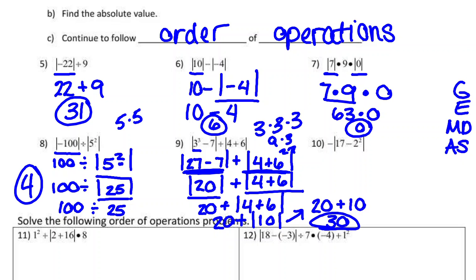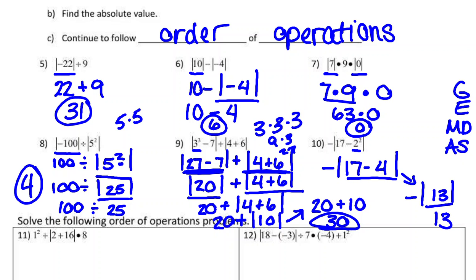And then number 10, why don't you try number 10 by yourself? See if you can figure it out. So we're going to do the grouping, but inside the grouping we have to do the exponent first. So we have negative absolute value 17 minus 2 times 2 is 4. Close absolute value. 17, oops, made a mistake. I wrote 2, should be 4. Then I'm going to solve this, 17 minus 4. So I have negative absolute value, 17 minus 4 is 13, close absolute value. Absolute value of 13 is 13, and then it gets attached at the end with a negative sign.